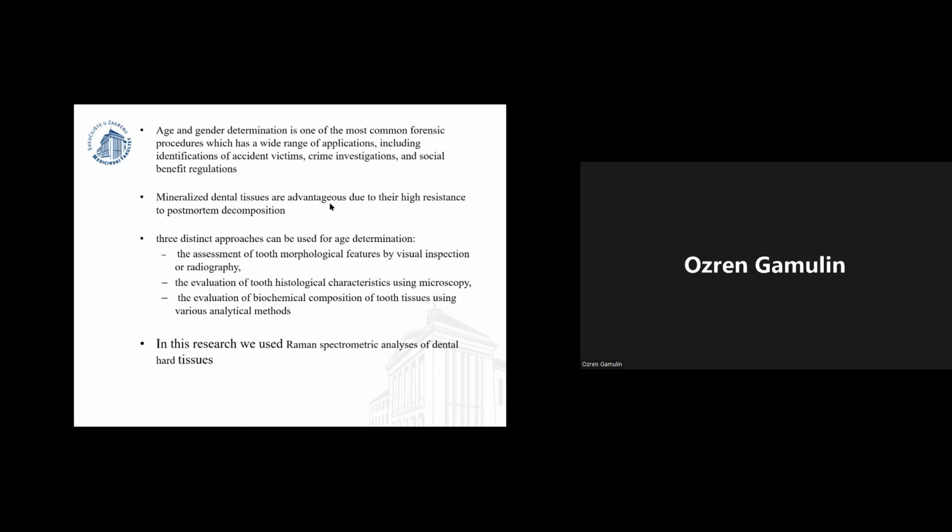There are three distinct approaches that can be used for age determination. The first one is the assessment of tooth morphological features by visual inspection or radiography. The second is the evaluation of tooth histological characteristics using a microscope. And the third is the evaluation of biochemical composition of tooth tissues using various analytical methods.